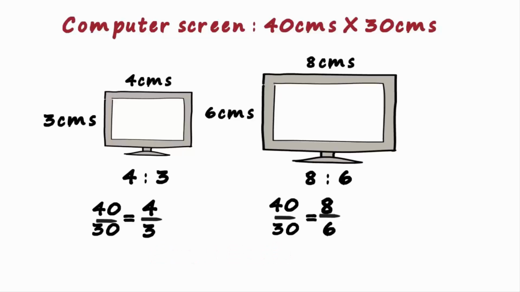All the three ratios, 40 by 30, 4 by 3, and 8 by 6, are actually equal. We just changed the numerator and the denominator based on the requirement. Here, we had to draw a smaller screen, and hence we reduced the numerator and the denominator proportionally. That's proportion. It's nothing but equivalent ratios.